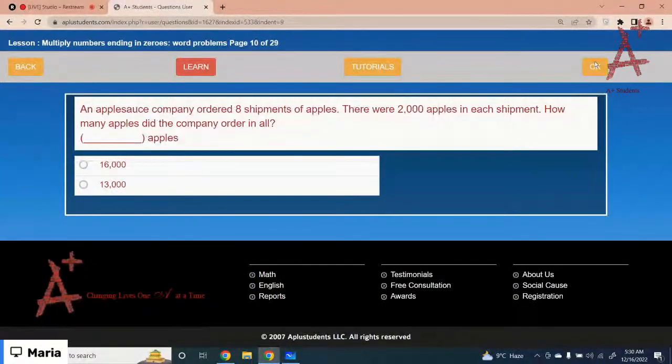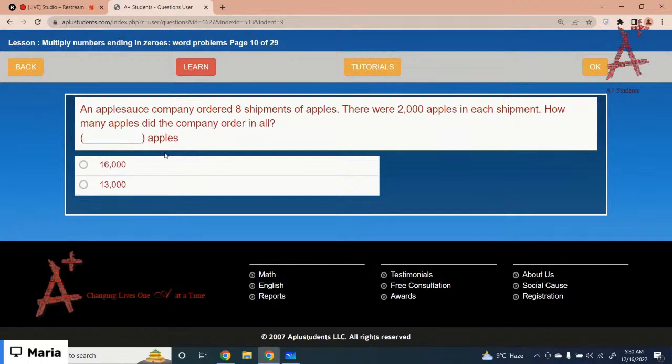Okay, an apple store ordered 8 shipments of apples. There were 2,000 apples in each shipment. How many apples did the store order? Also, you have to do 2,000 times 8. So 8 times 2 is 16. So that would be 16,000.